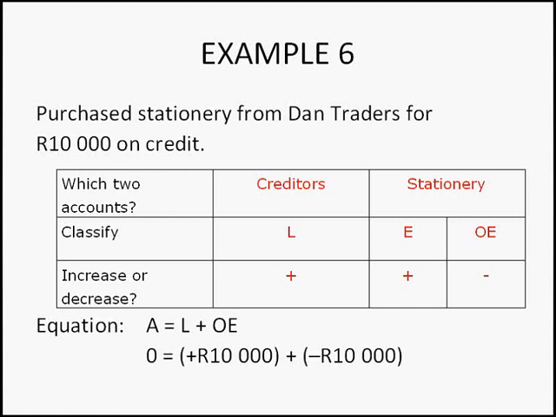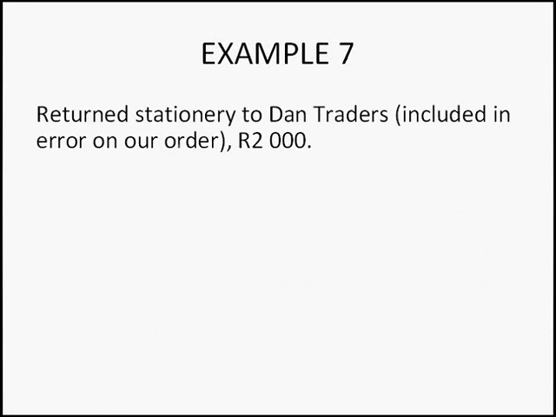Let's have a look at the last example, example 7. And this one shows what happens when the opposite happens to example 6. So the transaction is return stationery to Dan Traders that was included in error on our order, 2,000 rand. So the previous example said that we purchased stationery from Dan Traders for 10,000 rand on credit. When we received the stationery, we then saw that some of the stationery wasn't ours, it's not what we ordered. They put it in error on our order and they charged us for it. So actually our order should have come to 8,000 rand, not 10,000 rand.